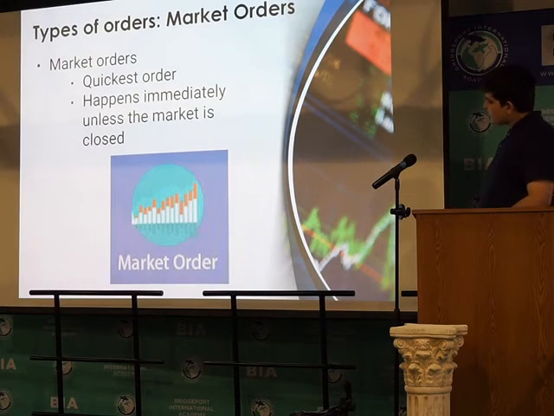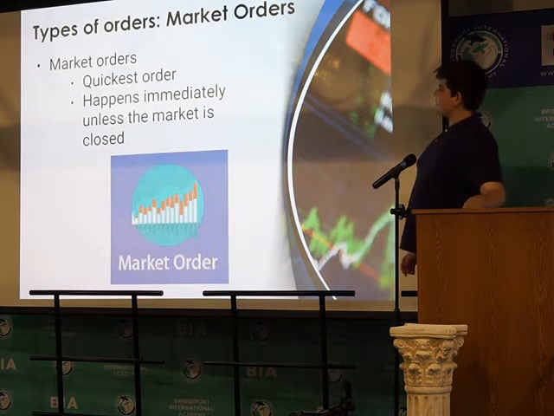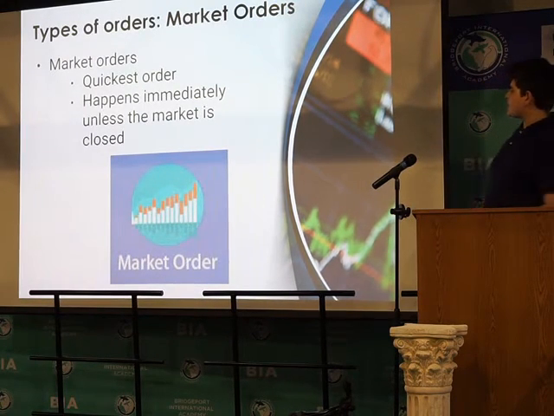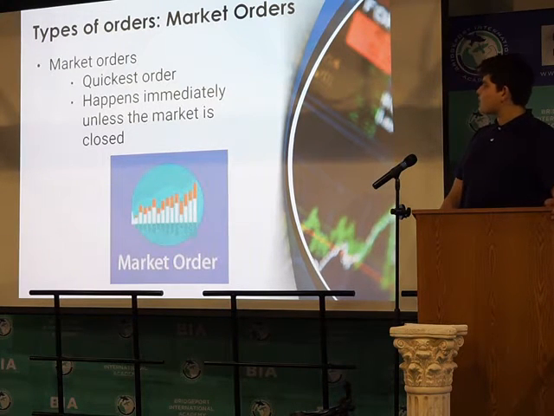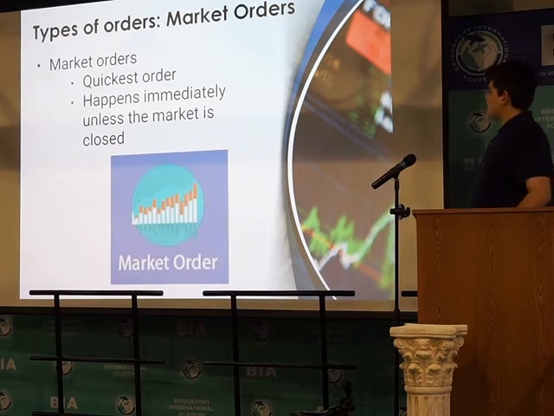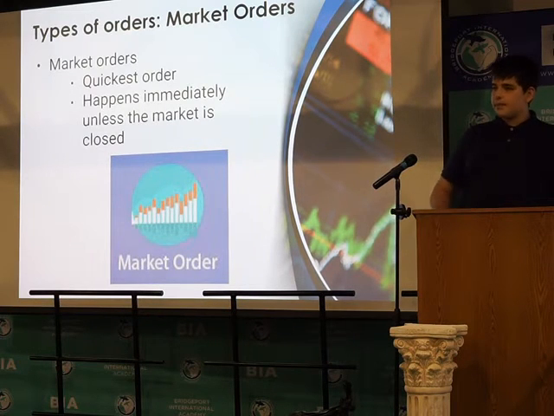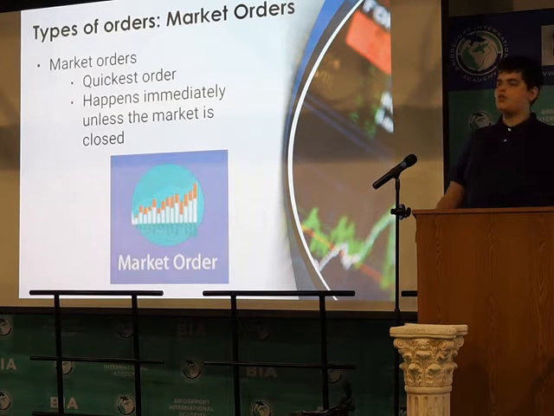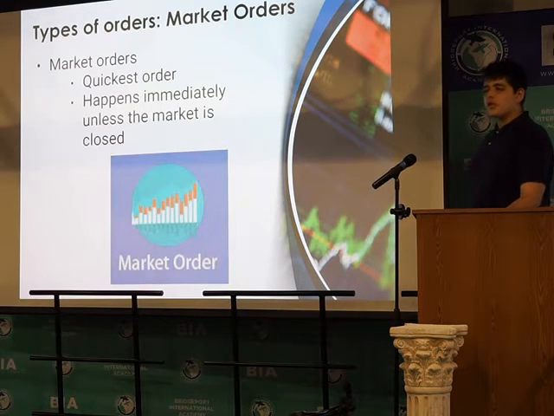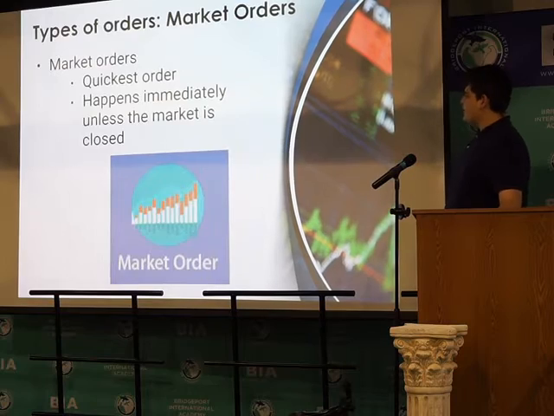So what are the types of orders? The first one I'm going to go over is market orders. Market orders are the quickest and easiest. They happen immediately unless the market's closed. So these are very simple orders. There are not many conditions. Other orders we call conditional orders sometimes, so we'll get to those right now.